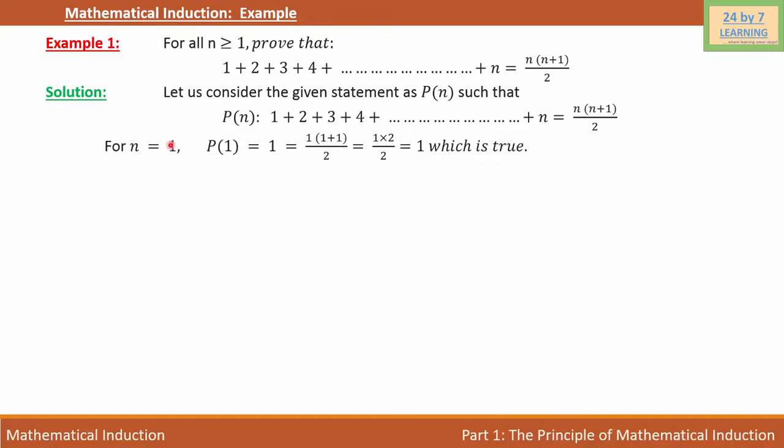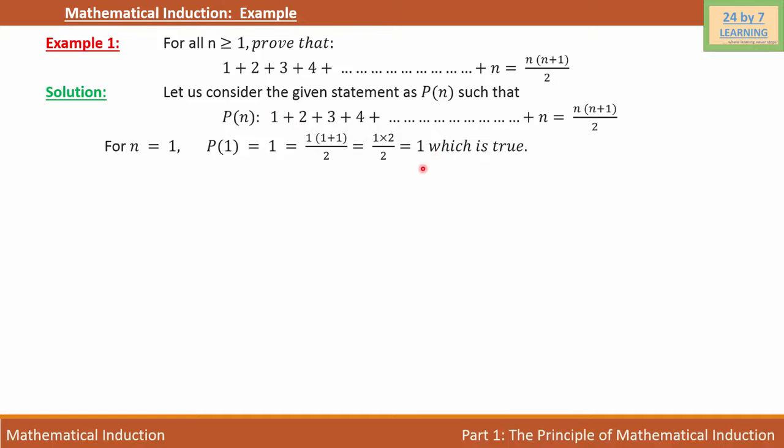So I will take n equal to 1. I'm going to substitute n equals 1 over here. So I will write P1 is equal to 1, which is the first term, and then I'm going to substitute the value n equals 1 in this expression. So I will write 1 times (1 + 1) over 2, so 1 times 2 over 2, and 1 times 2 is 2, so 2 over 2 is 1, and basically this one is our first term of the expression. So this statement is true for n equals 1.